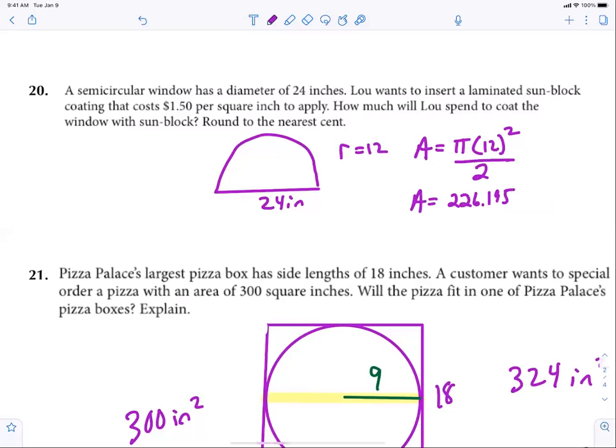326.195, and that's square inches. All right, so now what do I have to do? Times that by what? By 0.015. What? 0.01, $1.50. Yeah, and then you move the decimal. Now you're thinking percentages, kiddo. No, I'm not. Well, $1.50 is not 0.015.